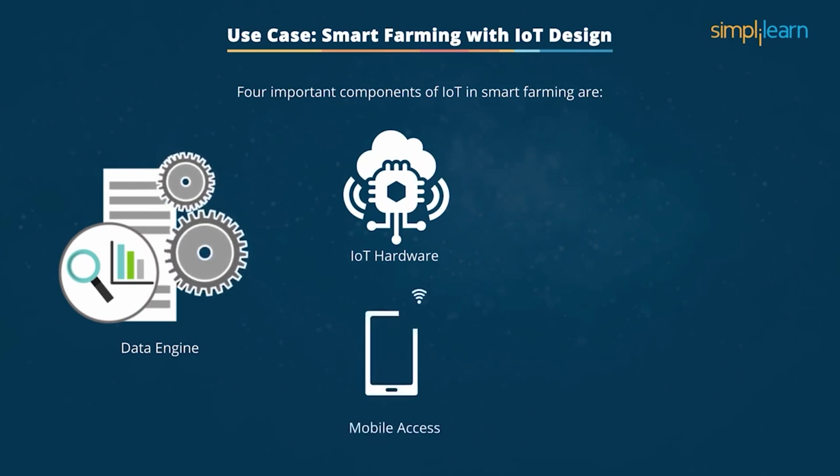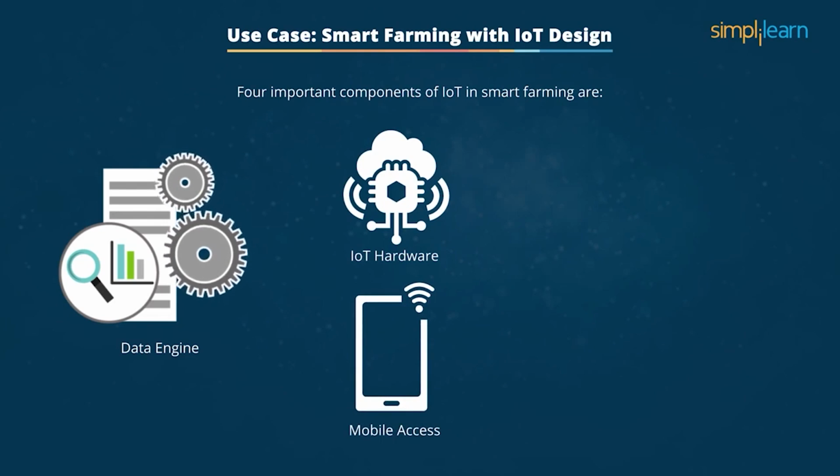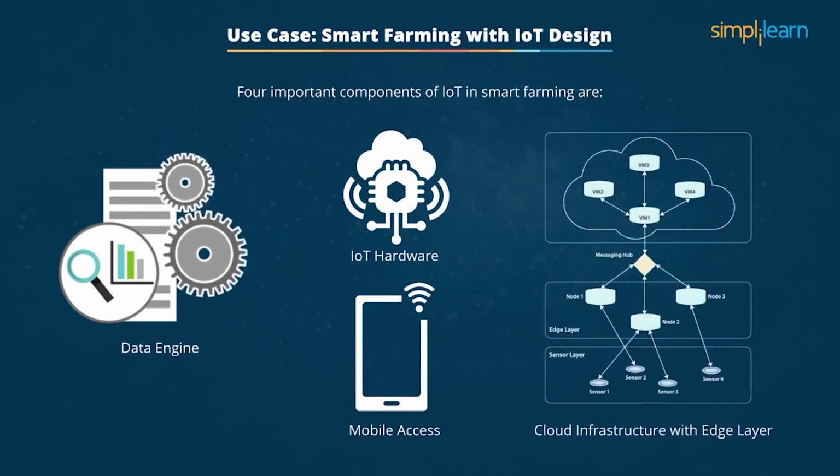The third aspect is mobile access. This is possible using a smartphone, along with offline or online mobile applications. To enable all 3 processes, you need cloud infrastructure with the edge layer. This IoT system can enable smart farming for any crops in any geographical location.